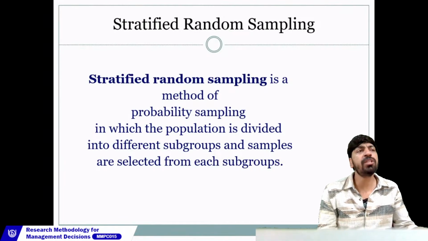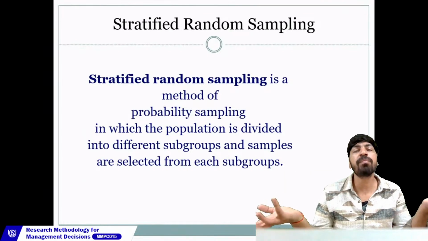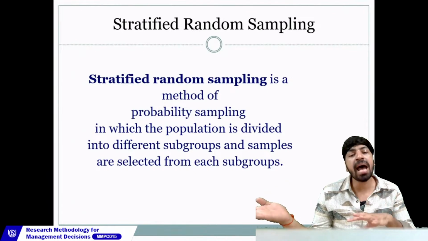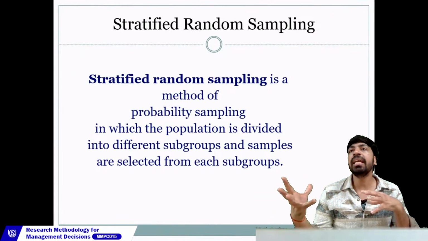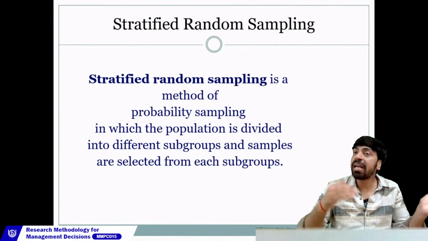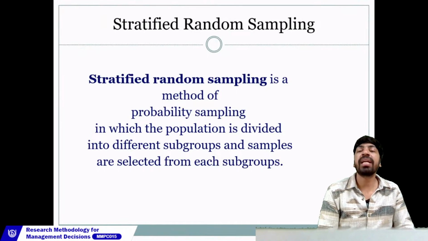So if any researcher is willing to collect samples from different subgroups or different groups, either smaller or larger, and accordingly the data or sample is collected from those particular subgroups, that's called stratified random sampling.